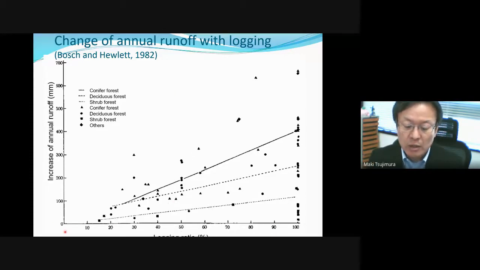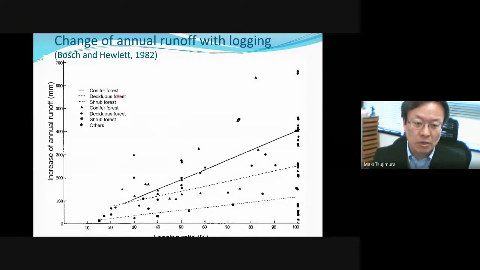The horizontal axis shows the logging ratio in the watershed, each dot showing data or output from each experimental watershed. Okay. Now, logging ratios from 10% until 100%, and the y-axis, the vertical axis, shows the increase of annual runoff regarding the conifer forest, deciduous forest, and shrub forest. Okay, so with increasing logging ratio, the annual runoff increased due to less evapotranspiration. So if we log the forest or trees in the watershed, then evapotranspiration should decrease. Then we have more annual runoff.